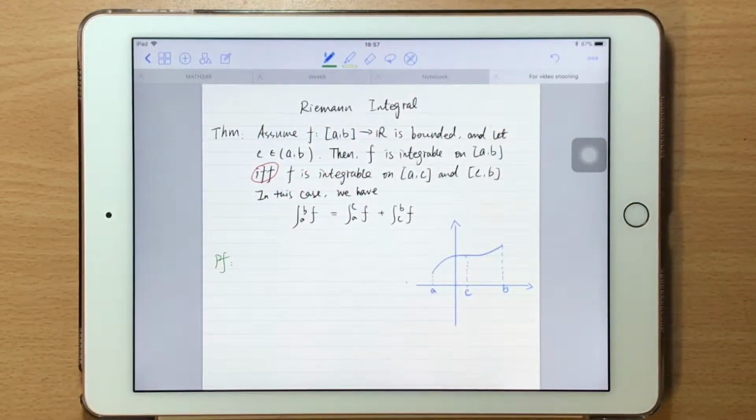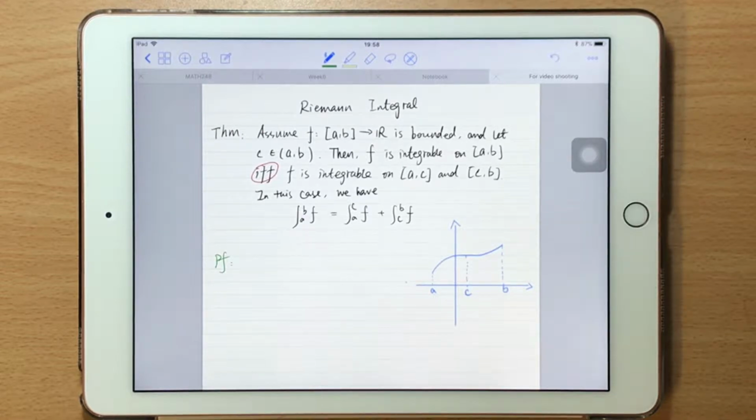Hello everyone, in this video I'm going to show you another theorem about integrating functions with discontinuities. This video only contains one theorem, and I'm going to show you the proof of the theorem. In the next video, we're going to continue to see some properties of integrals. Okay, so let's get started.